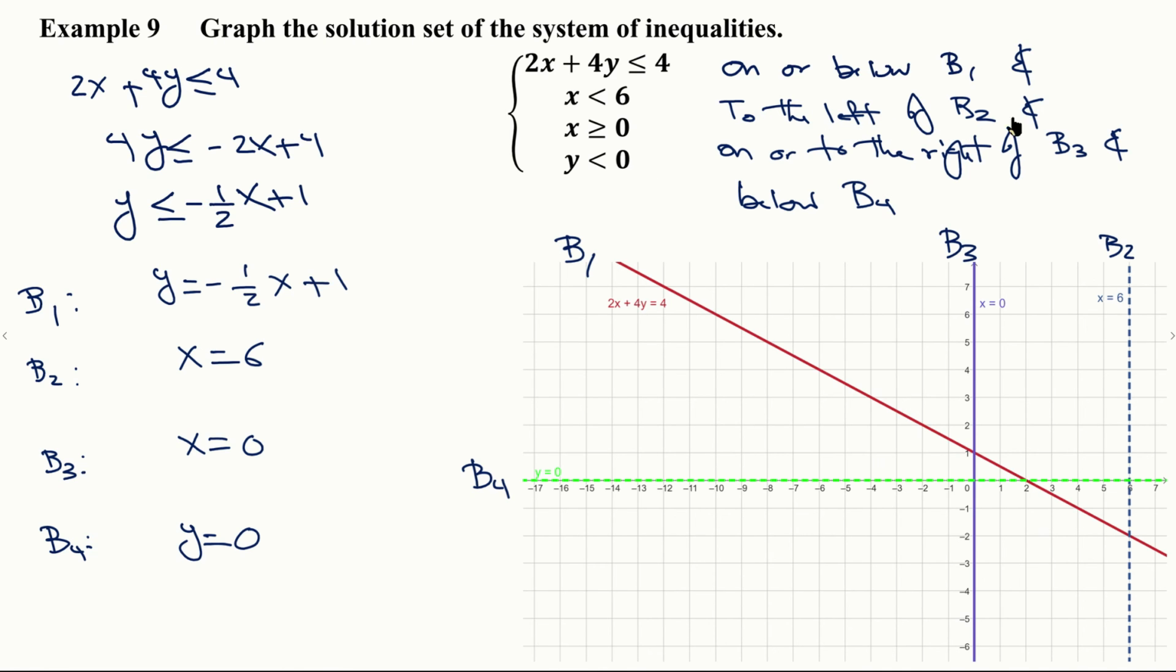We also want to be to the left of B2. That means don't look to the right here anymore either, right? And on or to the right of B3. So we're going to be on or to the right of B3. And we also want to be below B4, right? So we have to be below the x-axis as well, right? So I think if you think about it carefully, you will notice that the only region satisfying all of those requirements will be here. Let's go ahead and graph it, and we'll check it real quickly.